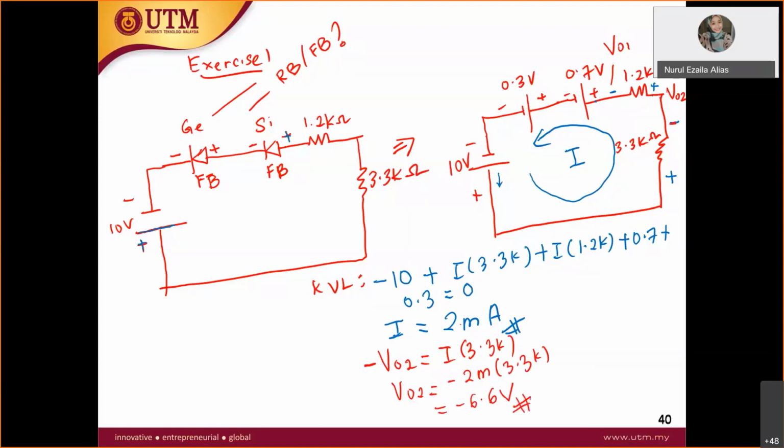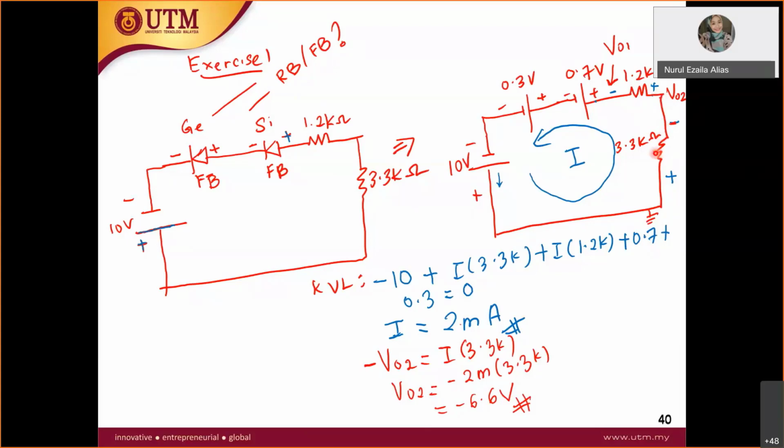Now let's take a look at V01. Like I said, V01 is here, from that particular node to the ground. Let's look at V02, from this node to the ground. What do you see from this node to the ground? Only the resistor 3.3K. Therefore, V02 is equal to negative current times this 3.3K.